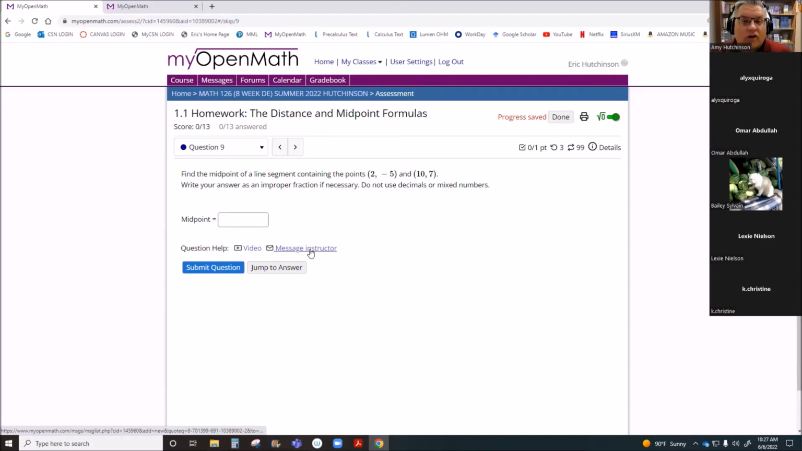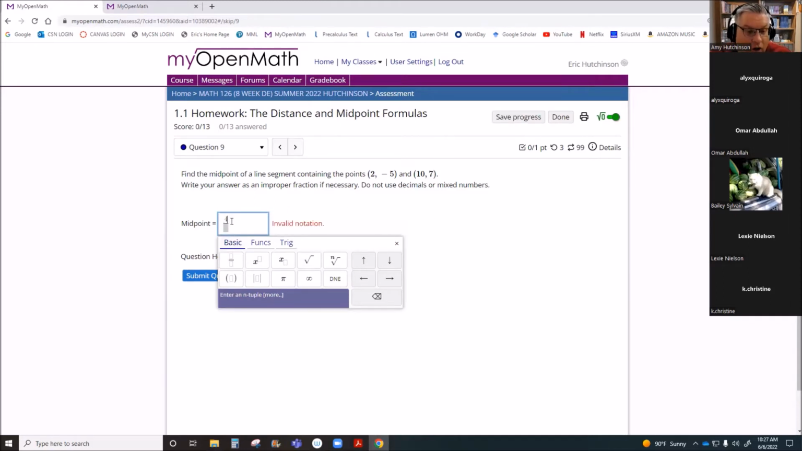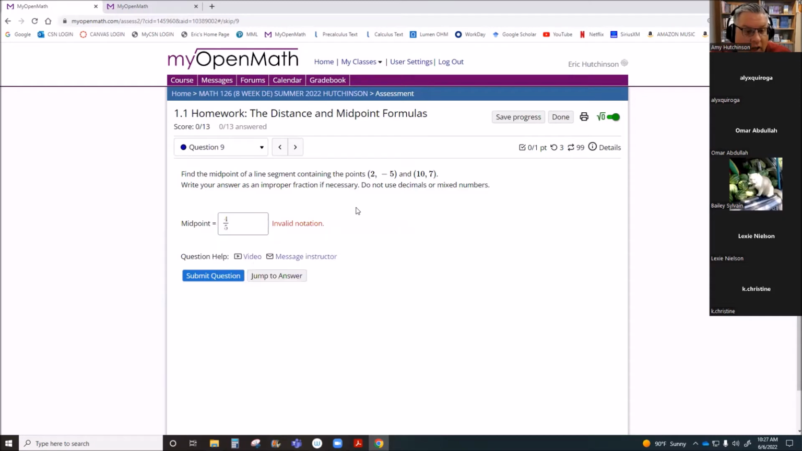And then there's no special palette. For instance, when you click on this, notice that there's this palette that comes up here. It makes things easier to put in. When you see that, you don't get that in Canvas. So that's why it's easier just to go ahead and use the MyOpenMath system to do that instead. So with this one, you can use a fraction, you can put something like that in there.